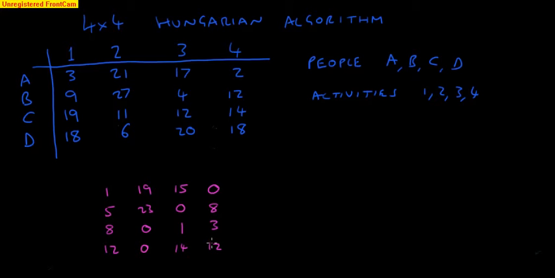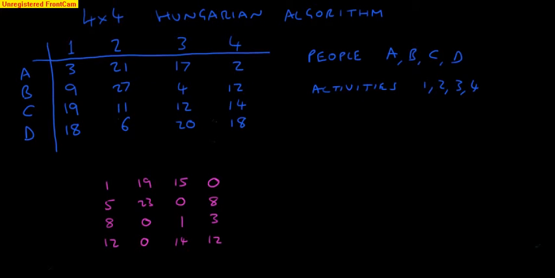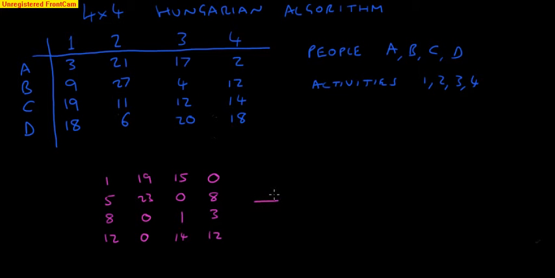Okay, I've done row reduction, I've got a 0 in every row, but I can see in this first column I don't have any zeros. Now you want a 0 in every row and every column, so you're going to have to do here a column reduction. I'm going to do a column reduction on the first column.